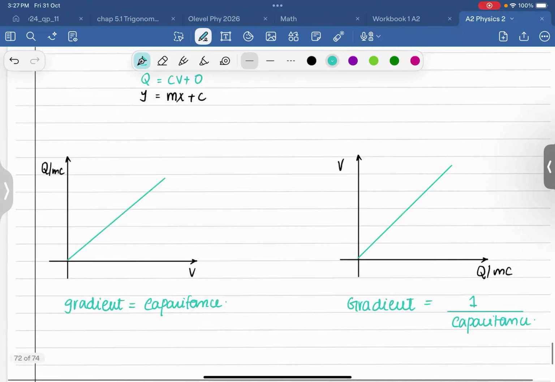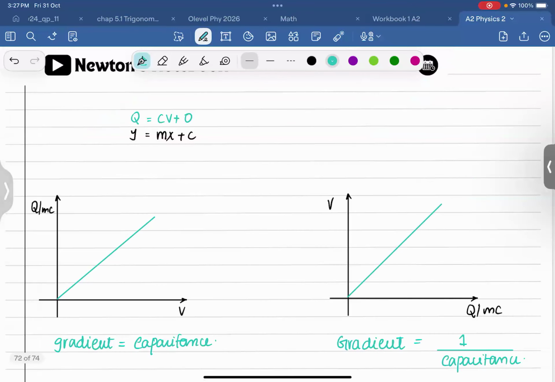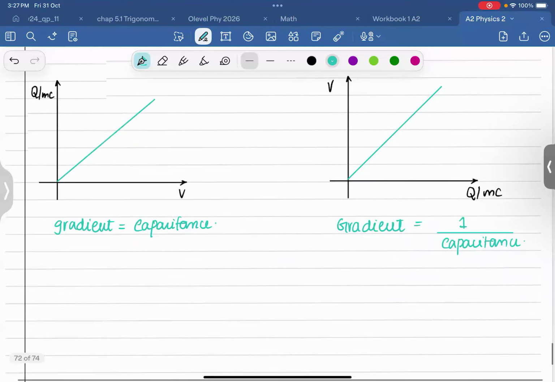Now, if the graph does not start from the origin, then there should be some sort of systematic error in the measurement of capacitance. That's why it may not start from zero. By the way, this is the concept of the gradient.